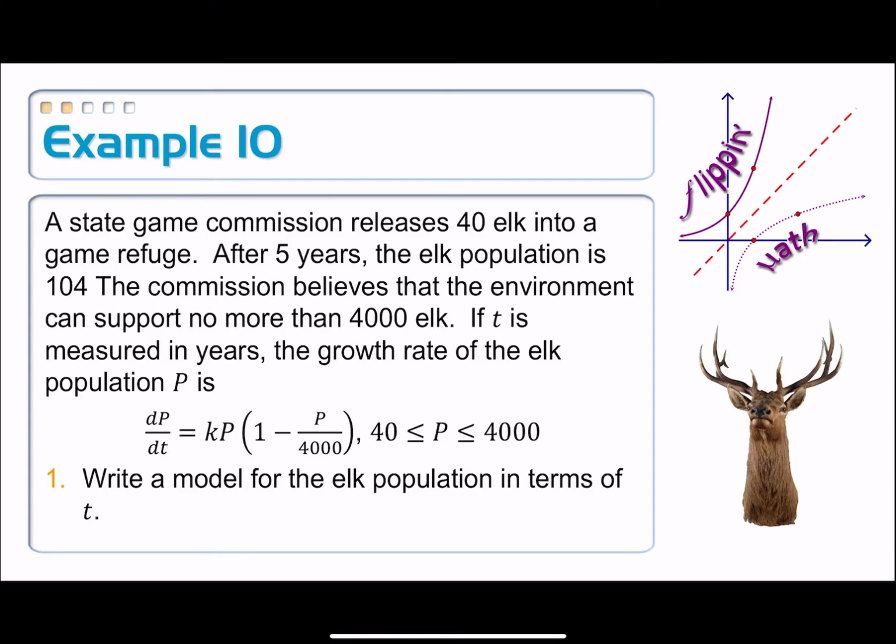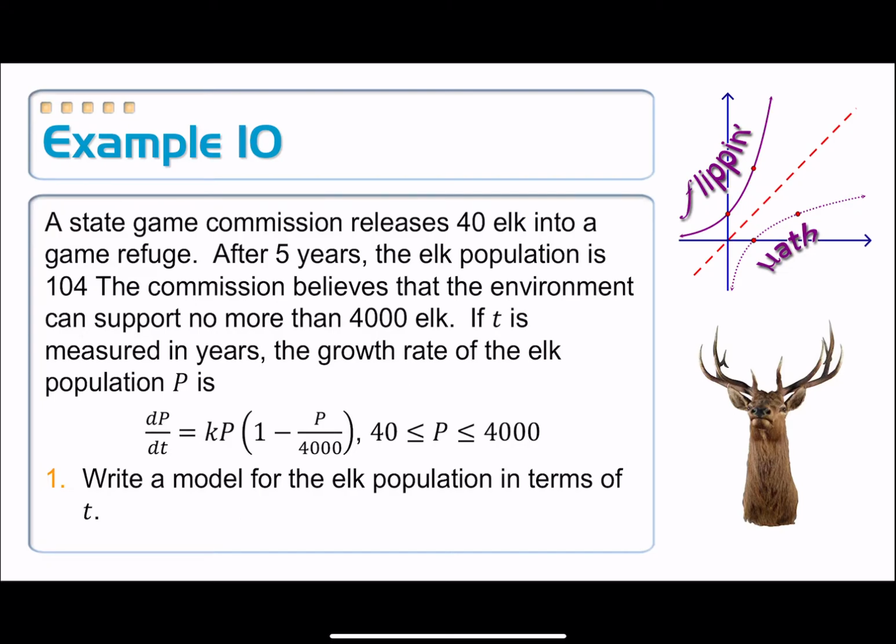On example 10, a state game commission releases 40 elk into a game refuge. After 5 years, the elk population is 104. The commission believes that the environment can support no more than 4,000 elk. If t is measured in years, the growth rate of the elk population is dP/dt equal to kP times (1 minus P over 4,000), with the population between 40 and 4,000, right?